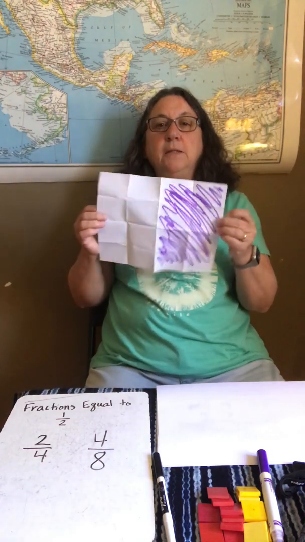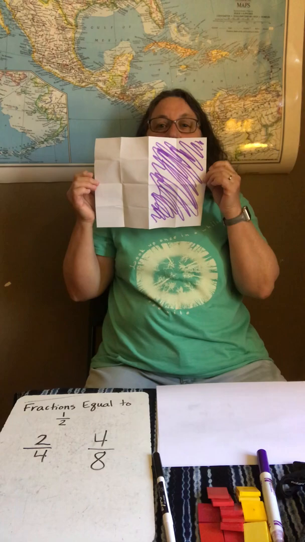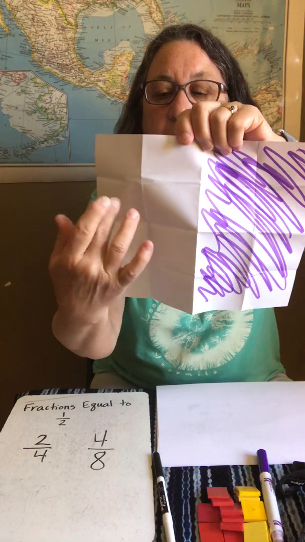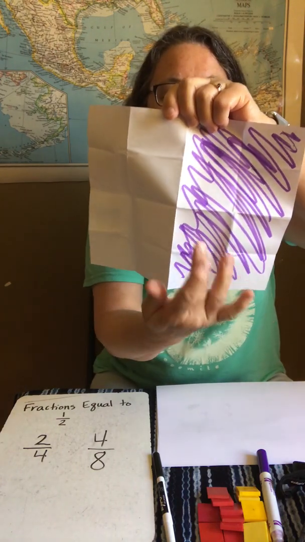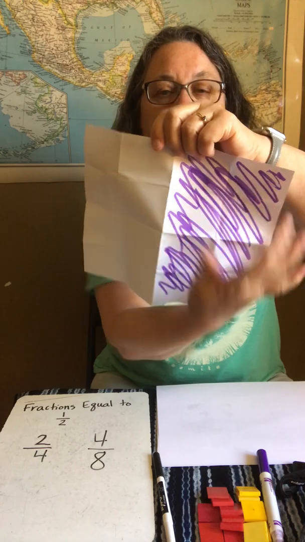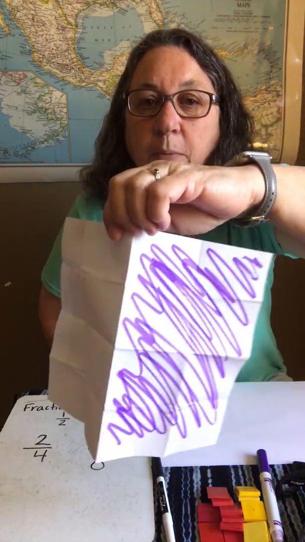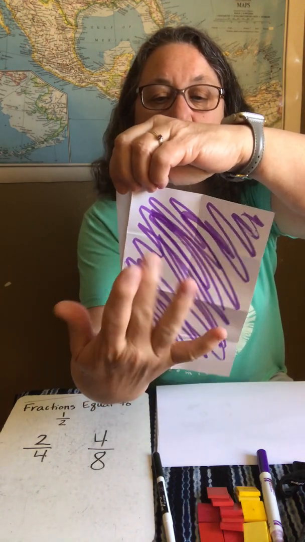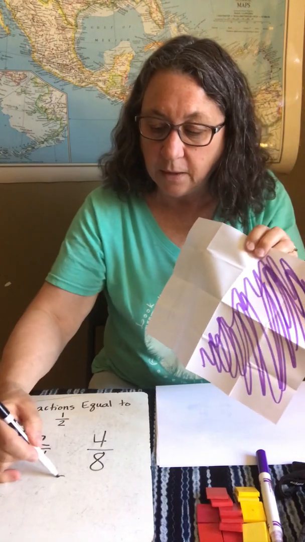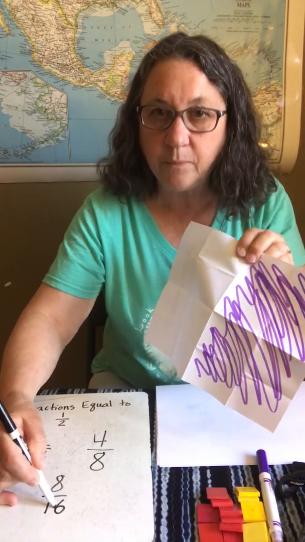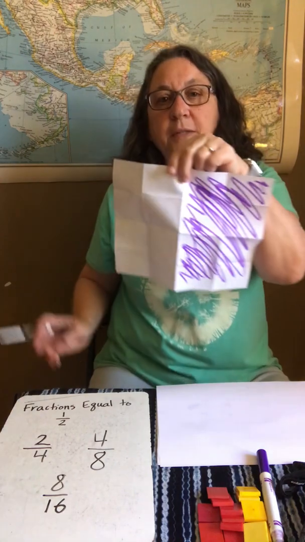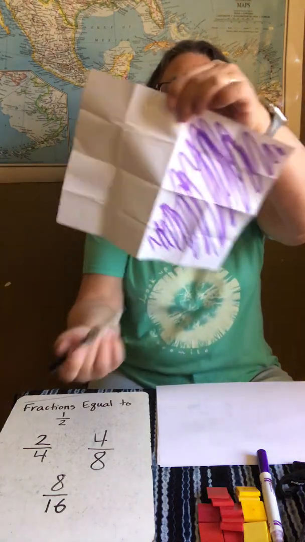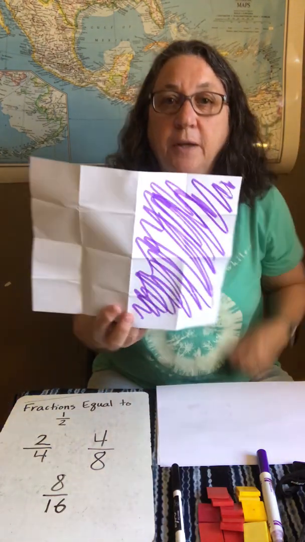Does it still look like 1/2 is shaded from there? But now let's see how many pieces there are. 1, 2, 3, 4, 5, 6, 7, 8, 9, 10, 11, 12, 13, 14, 15, 16. Now there are 16 pieces of paper. And how many are shaded? 1, 2, 3, 4, 5, 6, 7, 8. So 8 pieces are shaded out of 16. 8 out of 16 is still the same as 1/2. It's also the same as 4/8 and 2/4 because I have not changed the amount that I have shaded.